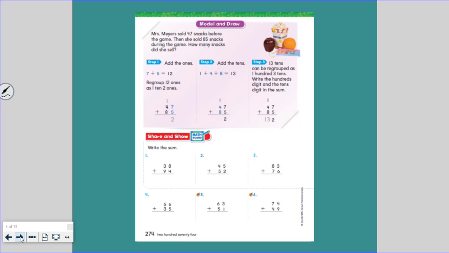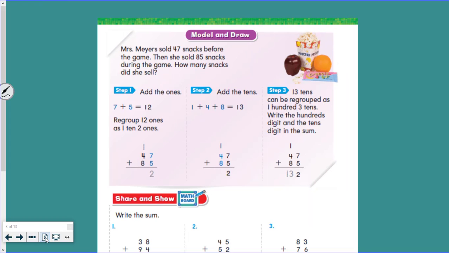Let's go to the next page. So that brings us to our model and draw. So if you flip your page, we're going to look at our model and draw. We're going to solve another story problem. So I'm going to make this a little bit bigger. And it says, Mrs. Meyer sold 47 snacks before the game. Then she sold 85 snacks during the game. How many snacks did she sell? So she sold some before, and then she sold some during, and then we want to find out how many she sold in all. Okay, so there's 3 steps that we're going to follow.